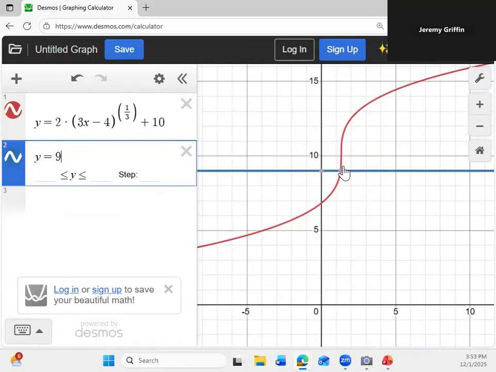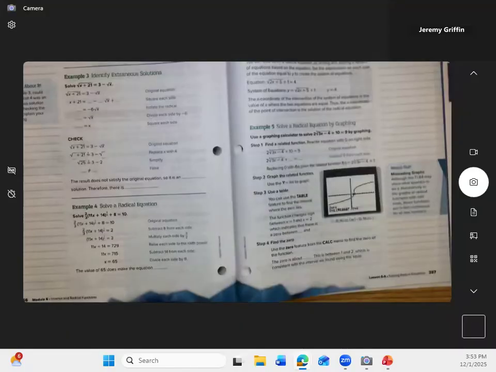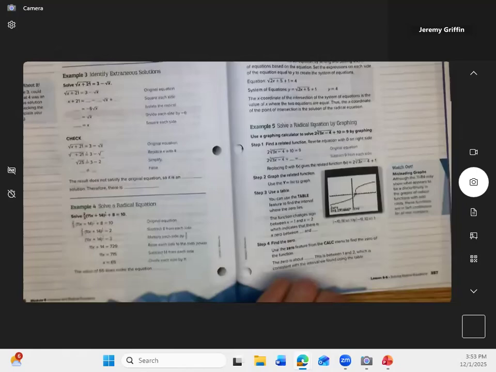So I can just zoom in here and grab that coordinate, and it gives it to me. So x is about 1.29, and then some more decimal places, but 1.29. Yeah, so that's the answer. x is 1.29. All good.